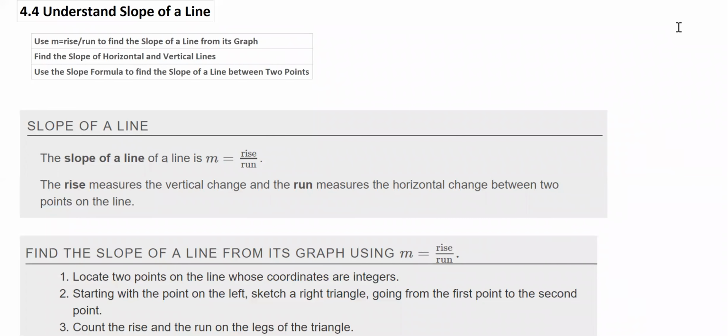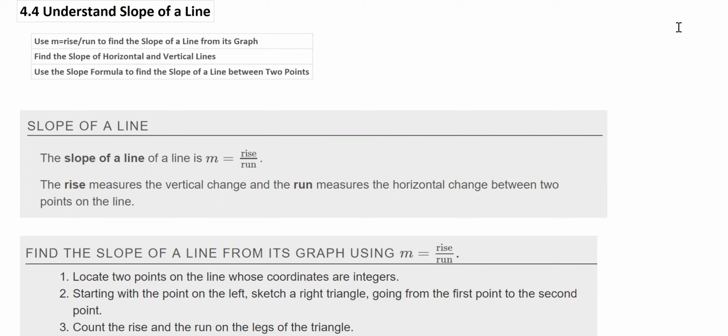Hello, welcome to 4.4, Understand Slope of a Line. We have three objectives. Use m equals rise over run to find the slope of a line from its graph. Find the slope of horizontal and vertical lines, and use the slope formula to find the slope of a line between 2 points.